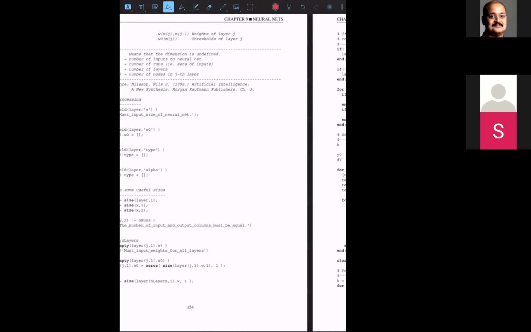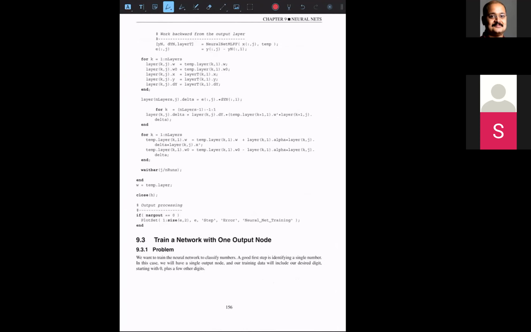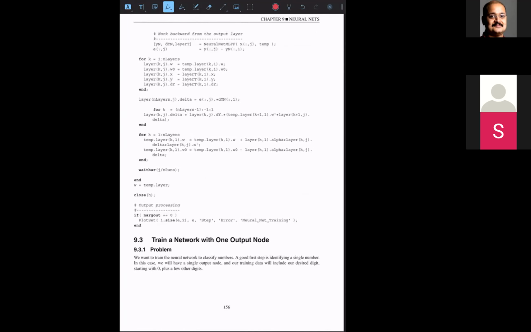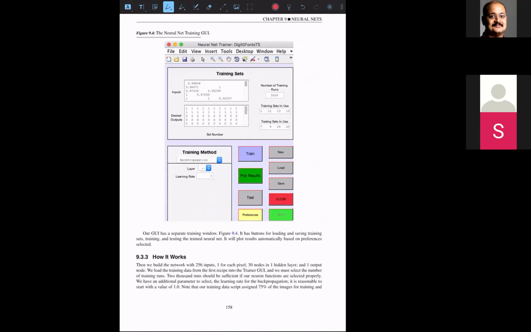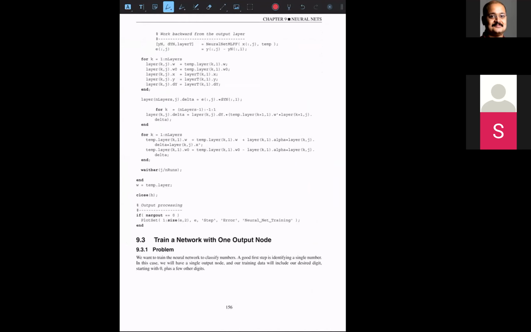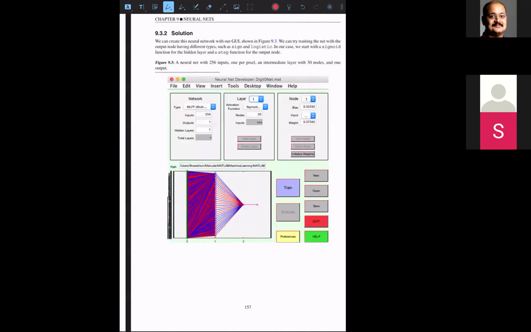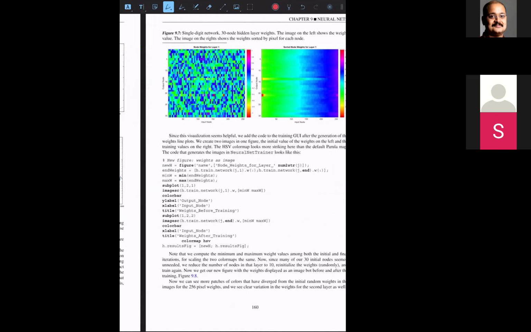So I would strongly encourage you to take a look at this. This is where the actual back propagation is implemented in MATLAB. And then the last part is, you can actually run this on a very simple one output node neural network. So here is one output neural network.